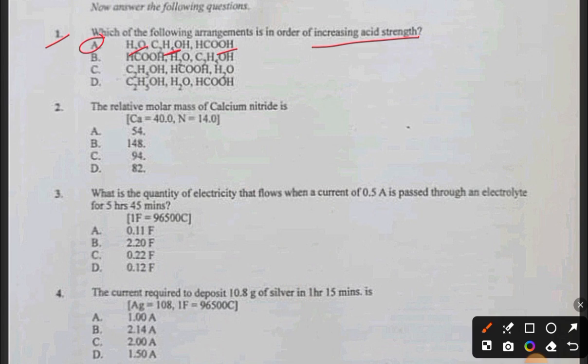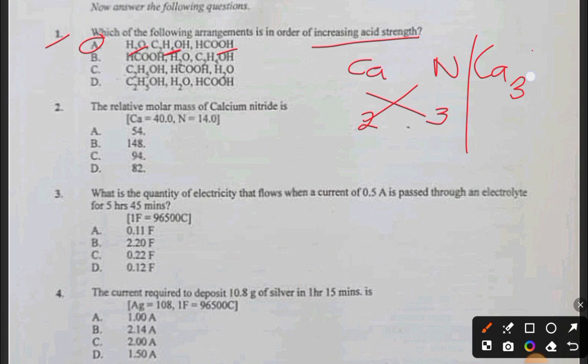Second question. The relative molar mass of calcium nitride is. Now, in order to be able to solve, we need to be able to write the chemical formula. So CaN. Calcium has a valency of 2, nitrogen has a valency of 3. So you're going to have Ca3N2.